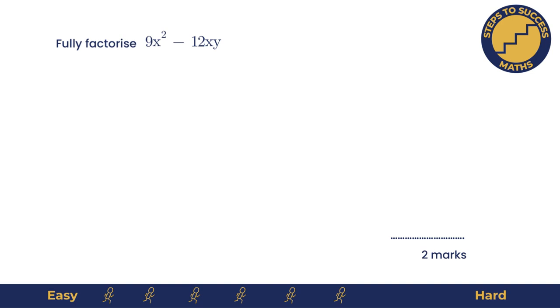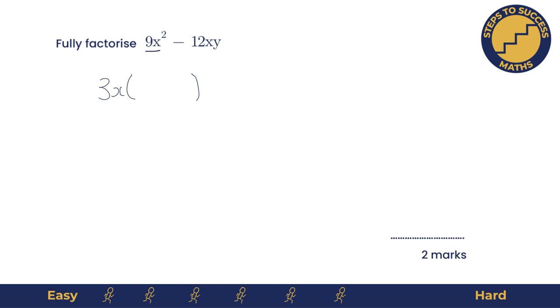Fully factorise 9x squared minus 12xy. Find a number, so that's going to be 3. Find a letter, so that's going to be x. So 3x on the outside. And what do we have inside our bracket?